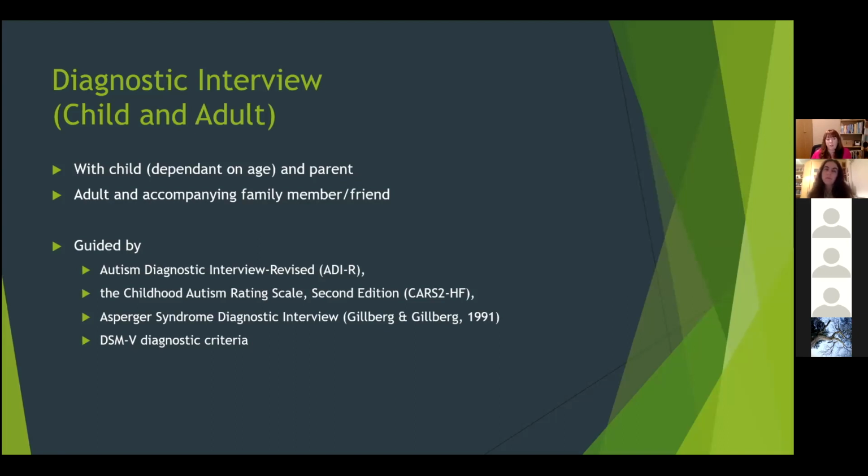So if possible, have somebody with you, but it's not a requirement. The diagnostic interview itself can be guided by a variety of different tools. A couple of examples are the Autism Diagnostic Interview-Revised, the ADI-R, the Childhood Autism Rating Scale, the Asperger Syndrome Diagnostic Interview, and then the overall diagnostic criteria from the DSM-5. So the clinician doing the interview will be using one or two of those tools as a guide to the diagnostic interview.